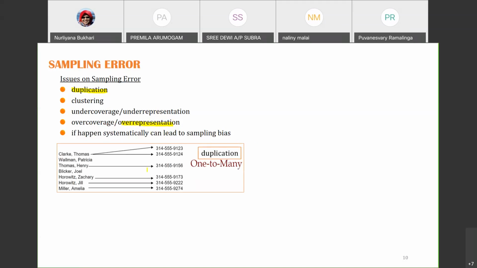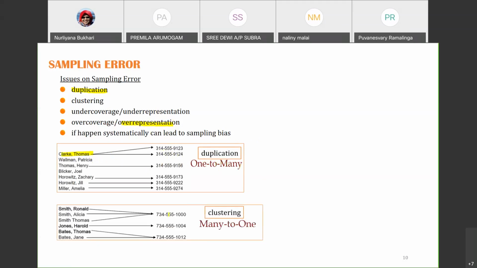The overrepresentation of Malay males in your sample, if it happens systematically, can lead to sampling bias. Okay, this is the duplication. You have one person with two different phone numbers, one to many. This is clustering, many to one. For example, Smith Ronald and Smith Alicia, the wife, are sharing one phone number. That's many to one.